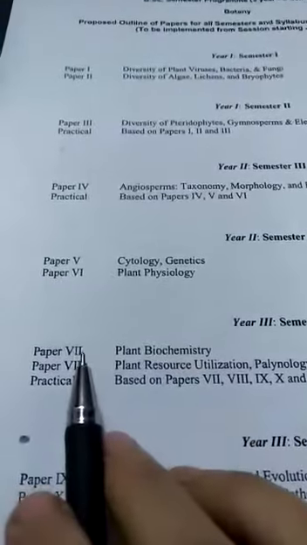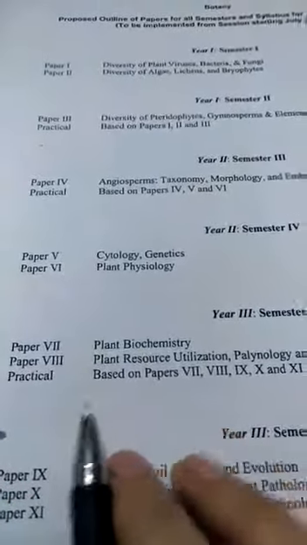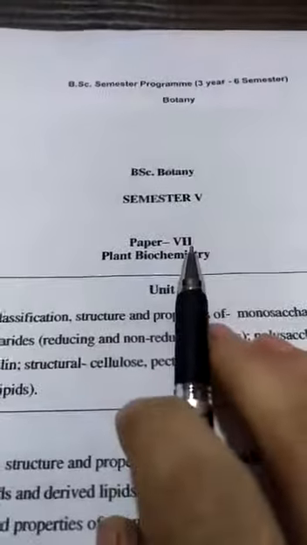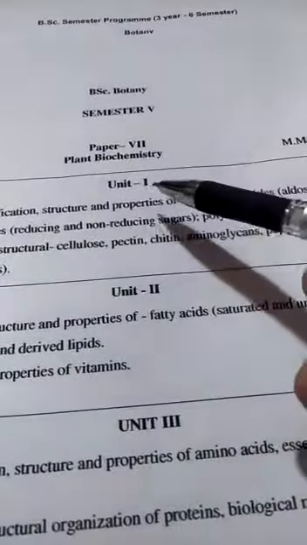Today we will discuss the BSc Botany 5th semester syllabus of Lucknow University. In this semester you have two papers, paper 7 and paper 8. Practical is also included in this semester. Paper 7 is plant biochemistry. It includes 4 units: Unit 1, Unit 2, Unit 3 and Unit 4.